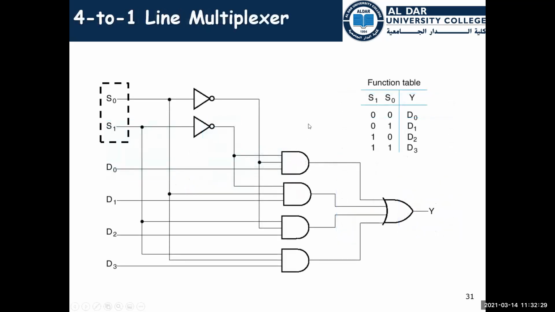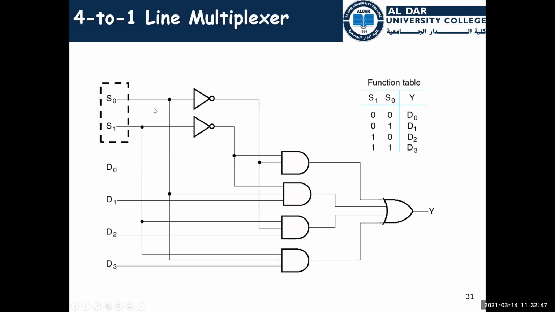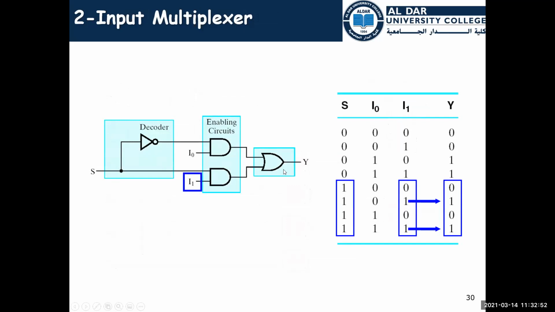That's the main idea. What about the 4 to 1 multiplexer? Is it an extension of the 1 to 2 multiplexer? Or sorry, let me say it properly. This is a 2 to 1 multiplexer, we call it a 2-input multiplexer. 2-input multiplexer is better because we have I0 and I1.